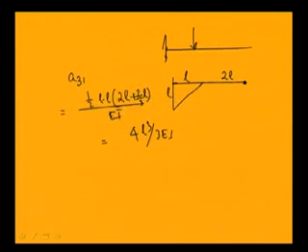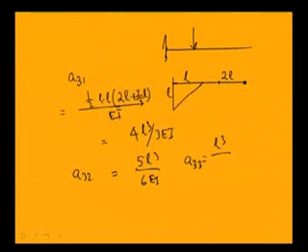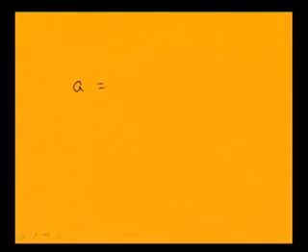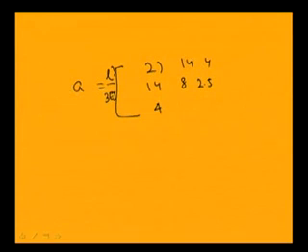Similarly, you can find A32. From this triangle you can find for this position. This will become 5 LQ by 6 EI, and finally you can find A33, this is equal to LQ by 3 EI. In this way you can determine this influence coefficient matrix A. This will be equal to LQ by 3 EI times the matrix 27 14 4, 14 8 2.5, and 4 2.5 1. In this way you can find the flexibility influence coefficient matrix of a system.